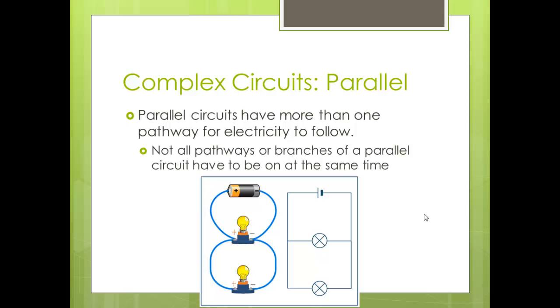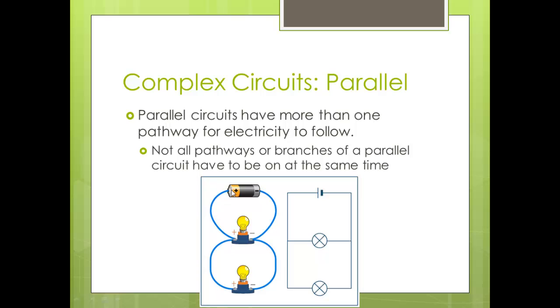Let's move on to complex circuits. This diagram shows a parallel circuit. It's more complex than just the simple circuit we've made in class. Parallel circuits have more than one pathway for electricity to flow. In a parallel circuit, not all the pathways or branches have to be on at the same time.